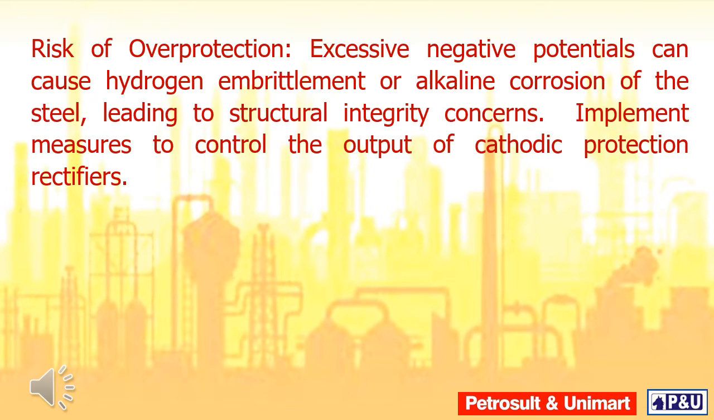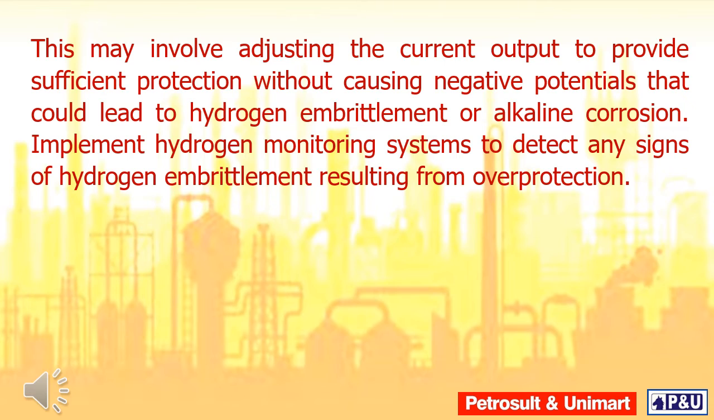Risk of overprotection. Excessive negative potentials can cause hydrogen embrittlement or alkaline corrosion of the steel, leading to structural integrity concerns. Implement measures to control the output of cathodic protection rectifiers. This may involve adjusting the current output to provide sufficient protection without causing negative potentials that could lead to hydrogen embrittlement or alkaline corrosion. Implement hydrogen monitoring systems to detect any signs of hydrogen embrittlement resulting from overprotection.